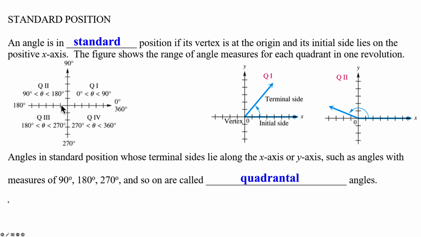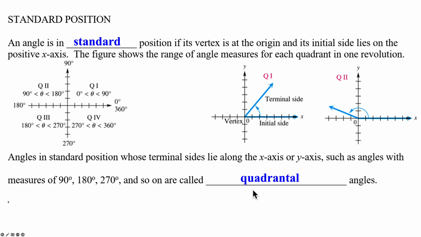Okay? So again, remember, quadrant 1 is from 0 to 90, quadrant 2 is 90 to 180, quadrant 3 is 180 to 270, 270 to 360 is quadrant 4. Now, angles in standard position whose terminal side will hit the x or y axis have angle values of 90, 180, 270, or 360, or 0. It could be either one here because they're the same.